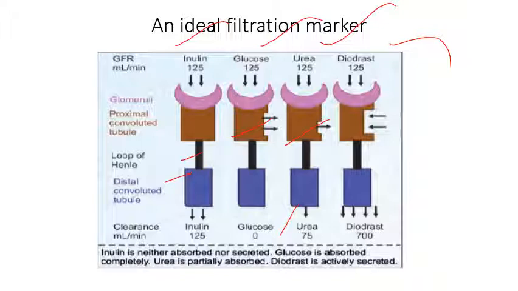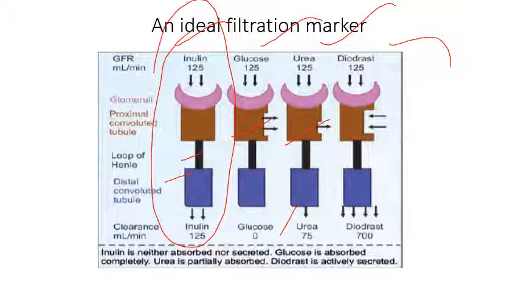And the last one, diodrast. Diodrast is a chemical substance that is administered, and you can see that out of 125 ml per minute, some amount will be secreted from the PCT. So overall the excretion of diodrast will be 700 ml per minute. So among these, which one is the ideal filtration marker? You can say that it is inulin, because it is neither absorbed nor secreted by the kidney tubules.